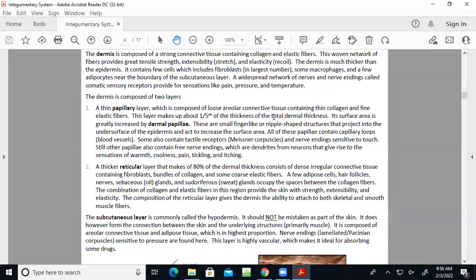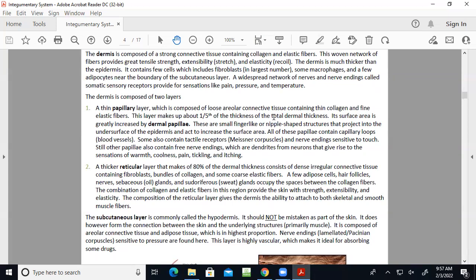All right, reading through, the dermis is composed of a strong connective tissue containing both collagen and elastic fibers. This woven network of those collagen and elastic fibers provides great tensile strength, extensibility, or the ability to stretch, and elasticity, which means recoil to our skin. So your skin has the ability to stretch and recoil like a rubber band, unfortunately. And I talked about this the other day. That is something that diminishes as we get older, and that's why wrinkles develop, especially in older age.